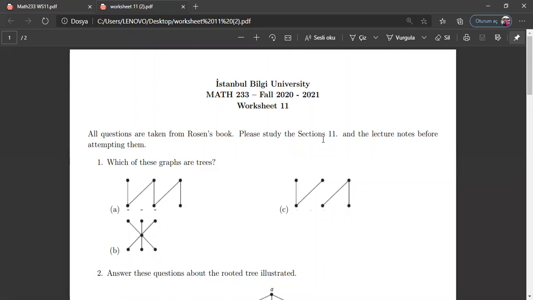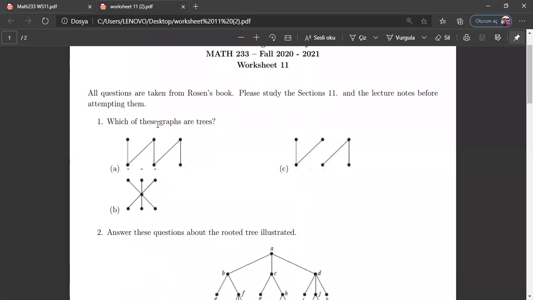Hi everyone, we will solve worksheet 11 today. So it's about trees. For the first question, we will decide if the given graphs are trees or not. First of all, if some graph is a tree, it should be connected, okay, and it should have no circuit. So for the first one, we see it's connected.